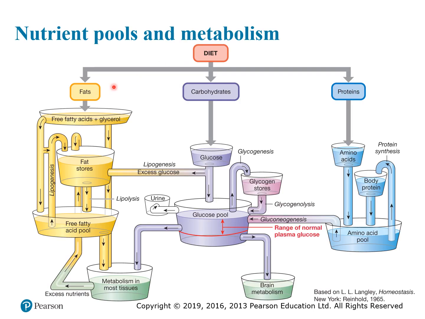Our diet usually consists of fats, carbs, and proteins. When we go through a catabolic reaction, we break down those macromolecules into their smaller building blocks. So fats are going to be broken down into fatty acids and glycerol. Carbs are going to be broken down into sugars, usually glucose. Proteins are going to be broken down into amino acids.